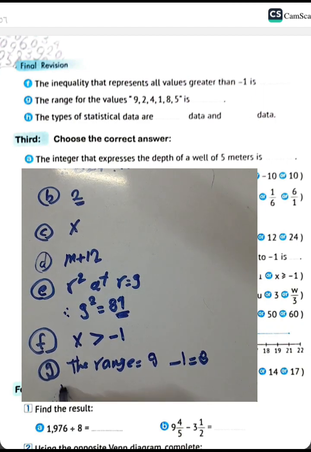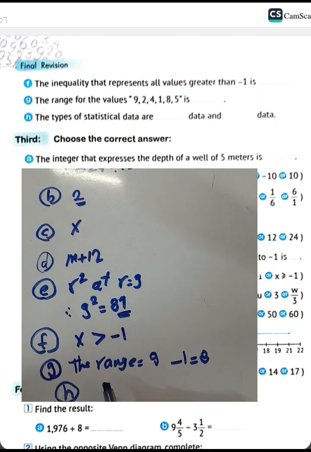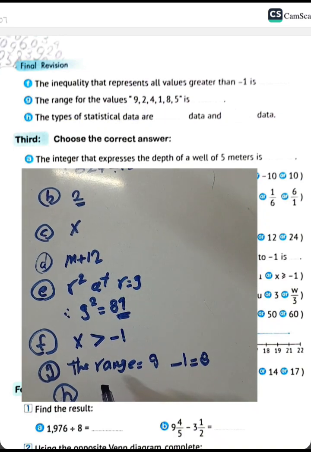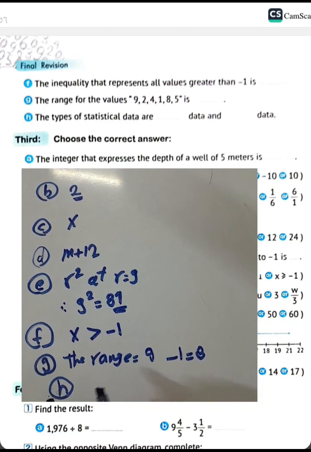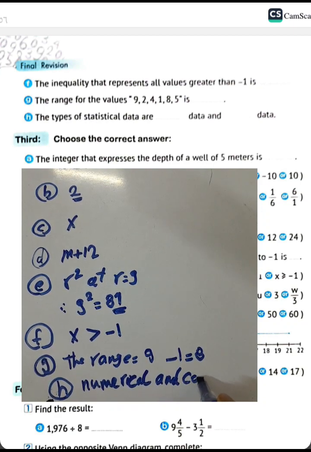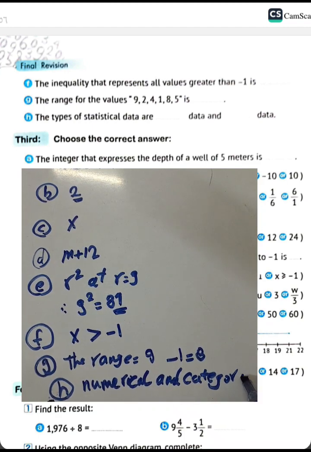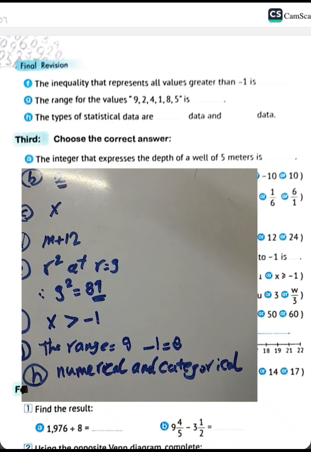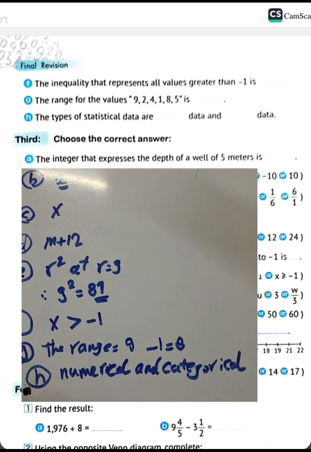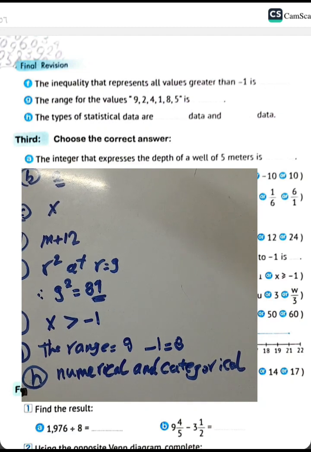Last question H. The types of statistical data are blank data and blank. We have numerical and categorical data. Okay, numerical and categorical data. Write here in the blanks: numerical data and categorical data.